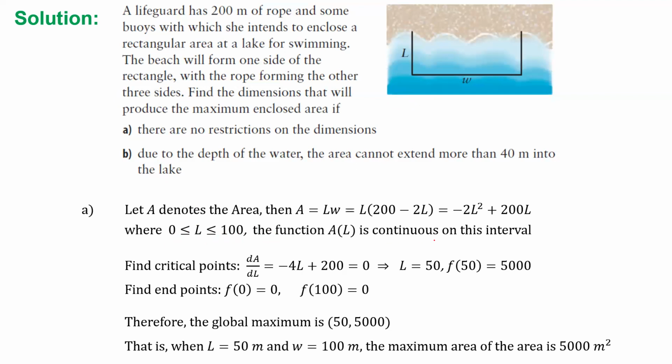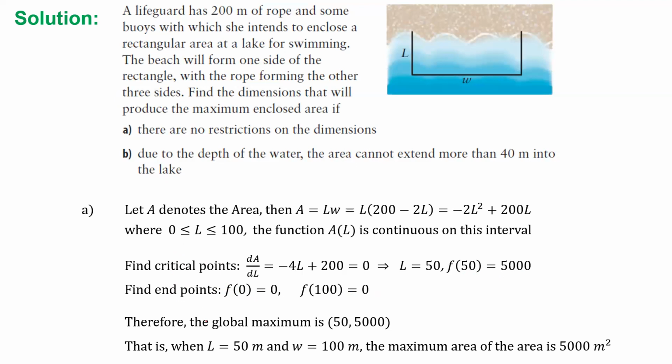The function A(L) is continuous on this interval. Then we can find the critical points. dA/dL is negative 4L plus 200. We can let the first derivative be 0 and find the critical number, which is L equals 50. Then we calculate the function's value at L equals 50. That gives us 5,000. Then we can find endpoints. In this interval, there are two endpoints. Then we find the function's value at these two endpoints. A(0) equals 0 and A(100) is also 0.